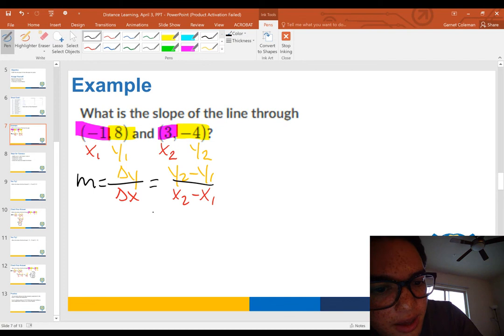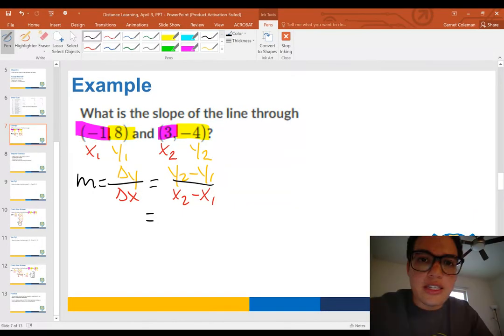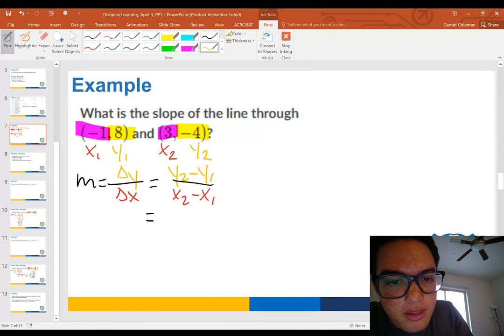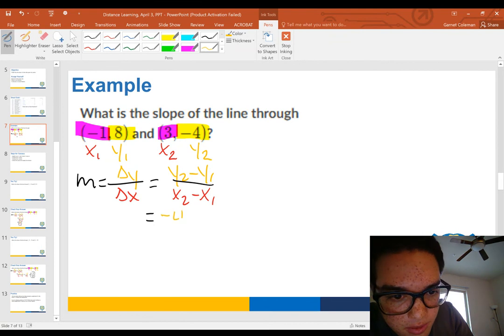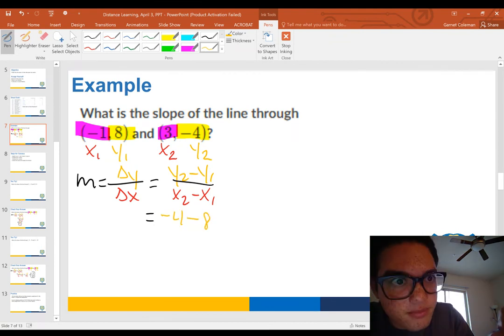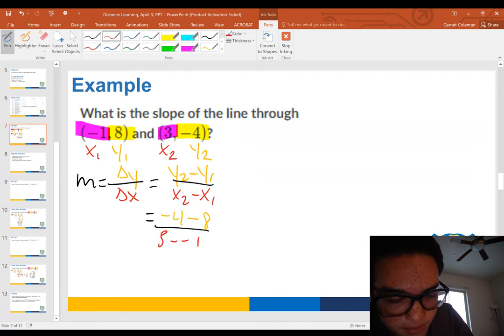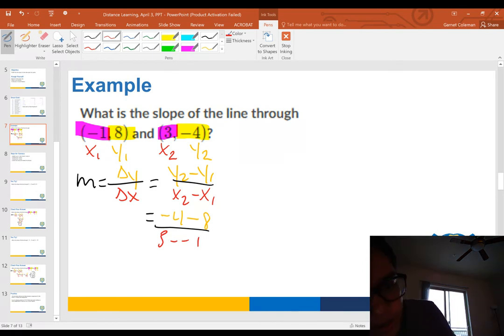So now that we have all of that, what we're going to do is substitute these numbers into the correct spot in the formula. So I see y2 is -4, so I'm going to do -4 minus 8. And then in the denominator of the fraction, it's going to be x2 minus x1, so 3 minus -1. Okay, when we do that, -4 minus 8 is -12, and 3 minus -1 is 4.